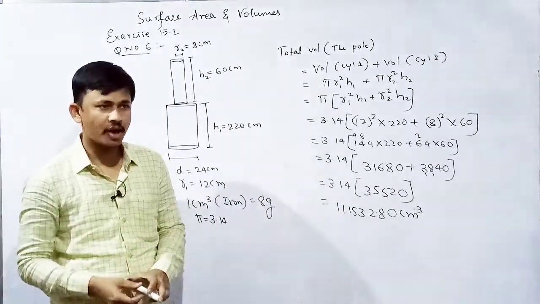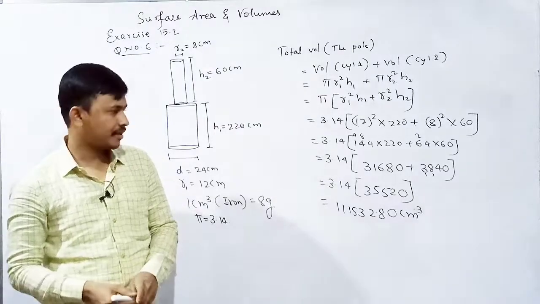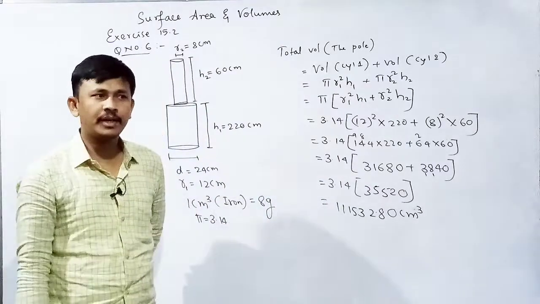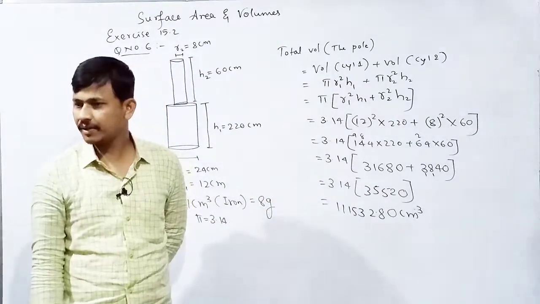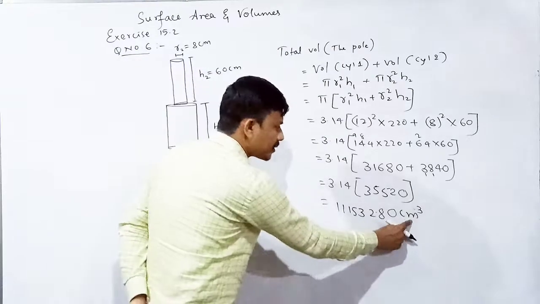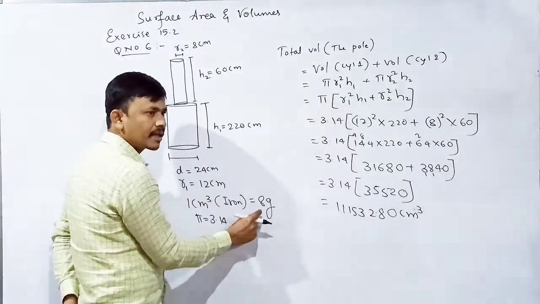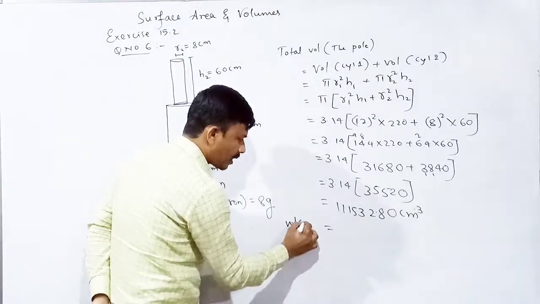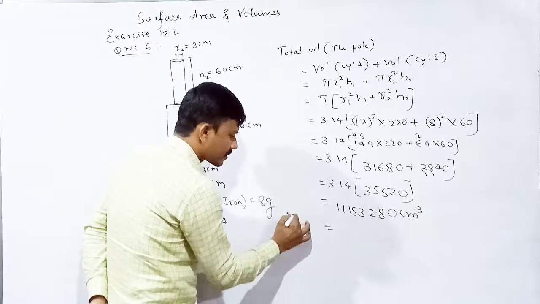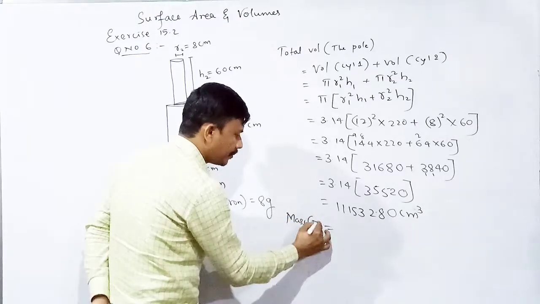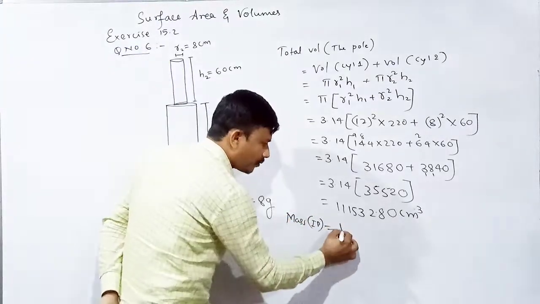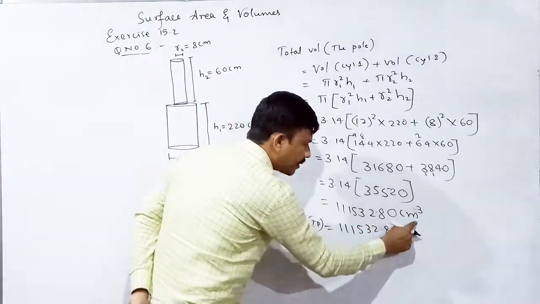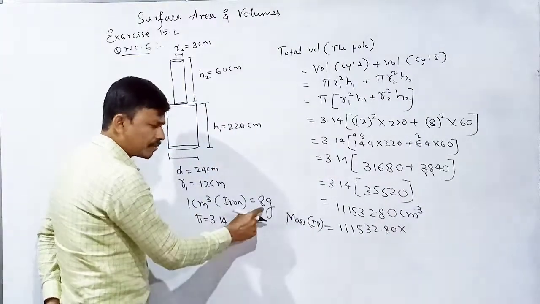Correct? Check it out again. Look here, the total volume is in centimeter cube. We need to convert into gram. 1 centimeter cube is equal to how many grams? 8 grams. This is equal to volume in grams, or the mass of iron pole. IP, iron pole, is equal to 11,532.80 into centimeter cube, which is nothing but 8 gram. Okay, into 8.